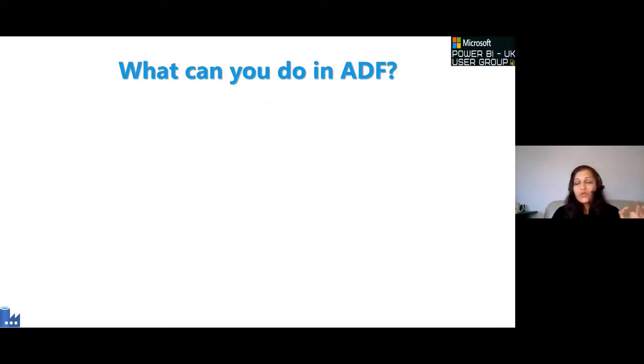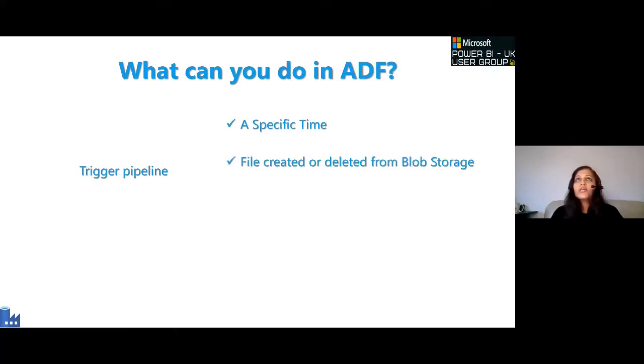And last but not least, it helps you trigger your pipelines in different ways. For example, you can trigger your pipeline based on a specific time, such as early morning, 4 p.m. evening, or any time you prefer. Or you can trigger your pipeline based on events. For example, when a file is moved to your blob storage or a file is deleted from your blob storage, at that time you can trigger an Azure Data Factory pipeline.